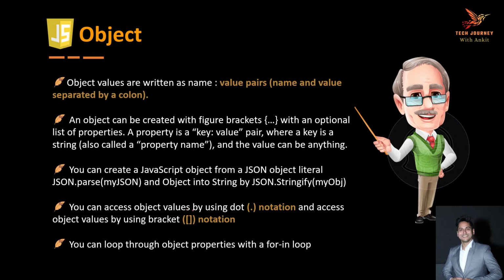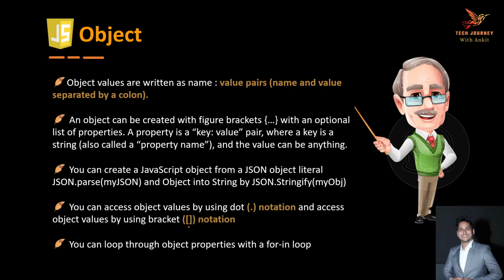Now, moving toward the next point, to access a value from the object, there are two ways to do it. In case you have to add a new value into the object, or access a value from the object in JavaScript, we can do it either with the help of dot notation or with the help of square brackets.